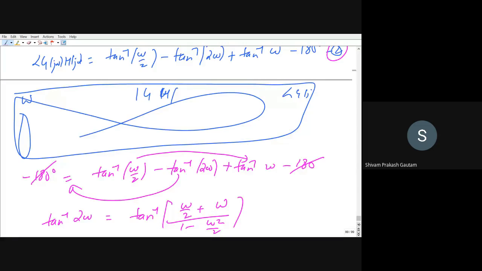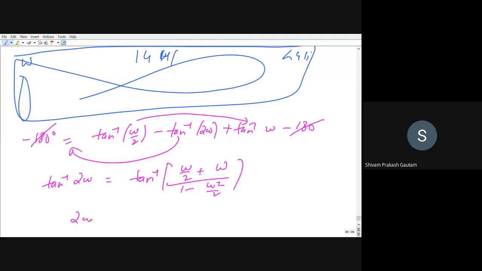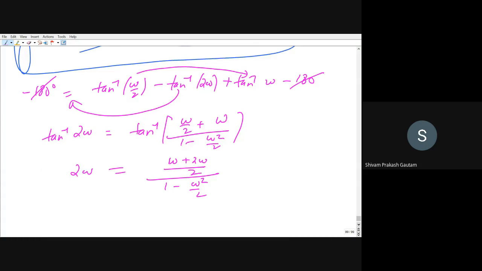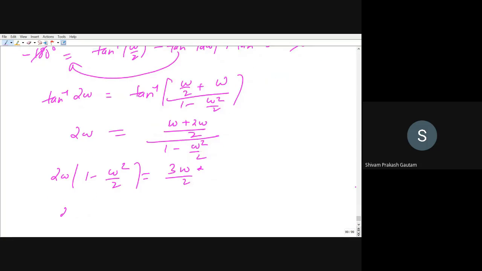Let me know if you face any difficulty. Tan inverse and tan inverse will vanish. So 2 omega will be equal to omega by 2 plus omega, that is 3 omega by 2, divided by 1 minus omega square by 2. So you can cross multiply. So this will be 2 omega times 1 minus omega square by 2 is equal to omega plus omega by 2, that will be 3 omega by 2. If you take the LCM, this will be equal to 2 omega into 2 minus omega square, whole by 2, will be equal to 3 omega by 2.